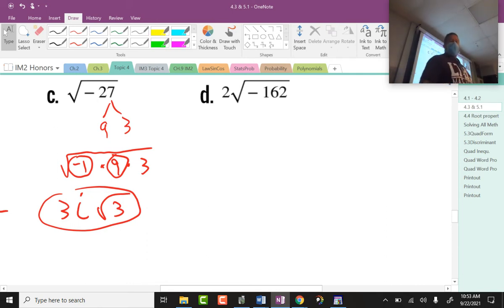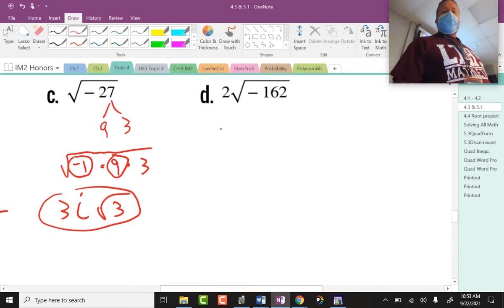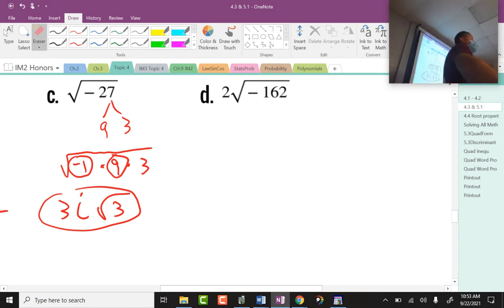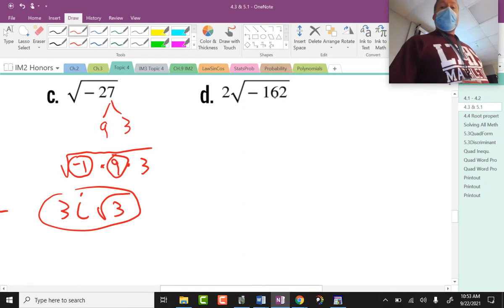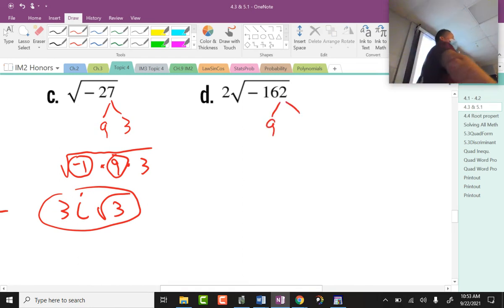All right. Square root of negative 162. Okay, we have a 2 out there. What's 1 plus 6 plus 2? 9. So what goes into 162? 3 and 9, but I'm going to go with the 9 because 9 is already a perfect square. This is how you break out stuff in a radical. You try to find the perfect squares.